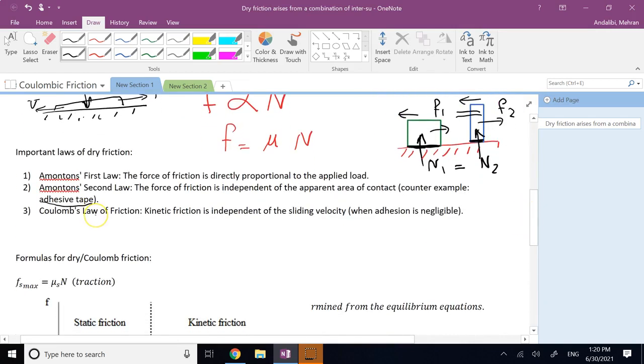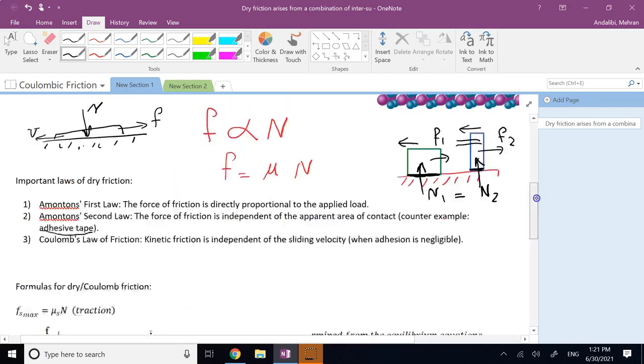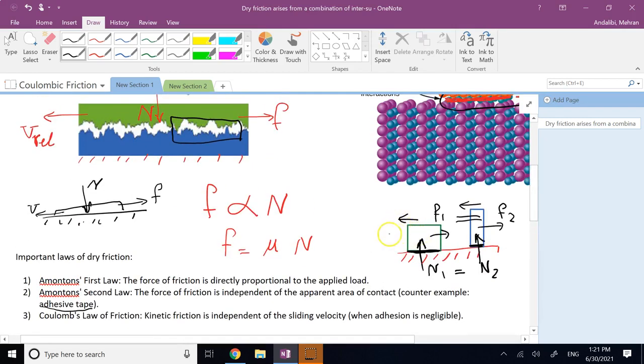Finally, Coulomb's law of friction, the third law, says that the kinetic friction, which means when the two objects move with respect to each other, is independent of the sliding velocity. As I said, it means regardless of how fast I'm moving one object with respect to the other, the amount of friction is going to be the same as long as I keep the N force the same. Again, that's not necessarily true.